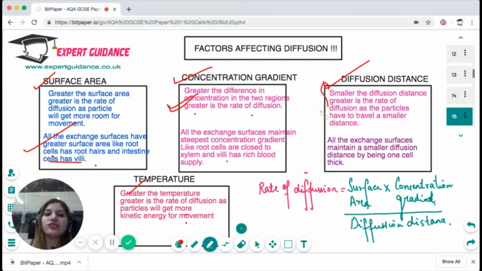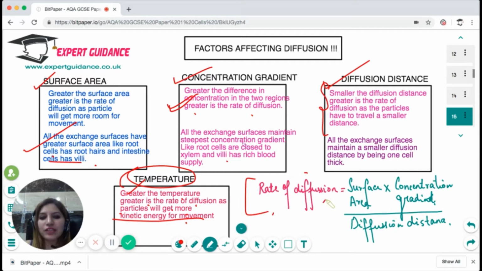Now, the diffusion distance has to be smaller for diffusion to take place, because if the particles travel a lesser distance, they will diffuse quickly. So all the exchange surfaces maintain a smaller diffusion distance by being one cell thick. If you see any of the exchange surfaces, it will be one cell thick. And last is the temperature. The greater the temperature, the greater the rate of diffusion, as the particles will get more kinetic energy for movement. So to summarize, the rate of diffusion is surface area times the concentration gradient divided by the diffusion distance.